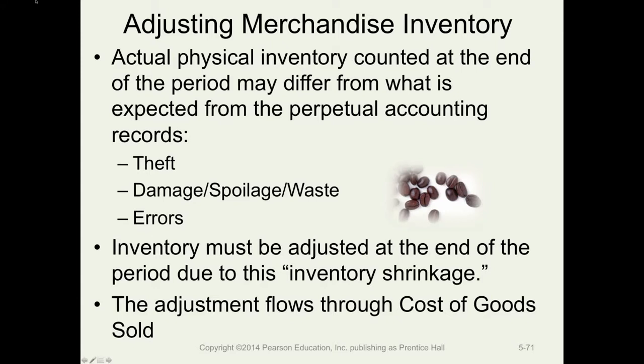Now, there could be differences. Could be theft, damage, spoilage, or just inventory system errors. Perpetual records, again, must be verified by this count. Now, if there are differences, we would expect typically that the differences would be shortages, and the adjustment would go through inventory shrinkage, but it will flow through the cost of goods sold account directly.